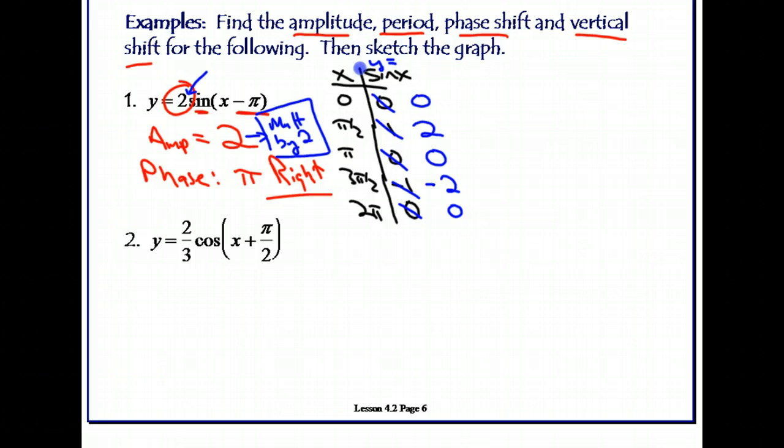Now the phase shift is moving things left and right. Left and right are the x coordinates. The right means you're adding on. And how much do we add on to our x coordinates? Pi. So now we come to our x coordinates, and to each of these x coordinates we add on pi. Well, the first one is easy. What's 0 plus pi? It's pi. The next one, it's pi halves, and we have to add on pi.